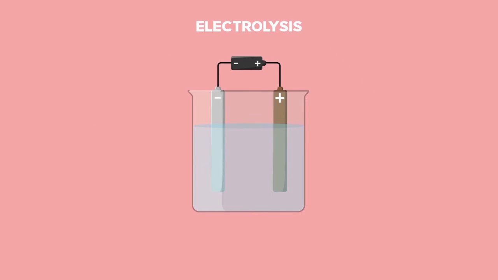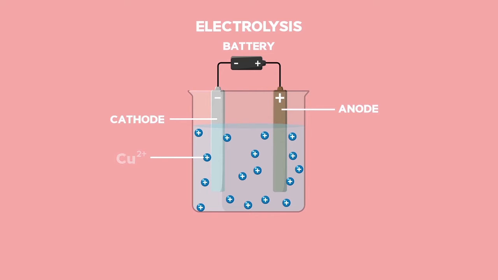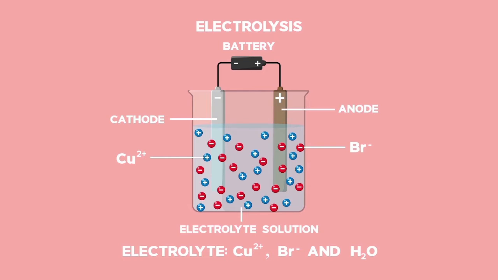Let's take a look at how that might happen. The best way is to look closely at an example. A battery supplying the electrical energy is connected to two electrodes made from carbon. A solution of copper bromide has copper 2+ ions and bromide ions in solution. The water in the solution should not be ignored either because it can also react sometimes.